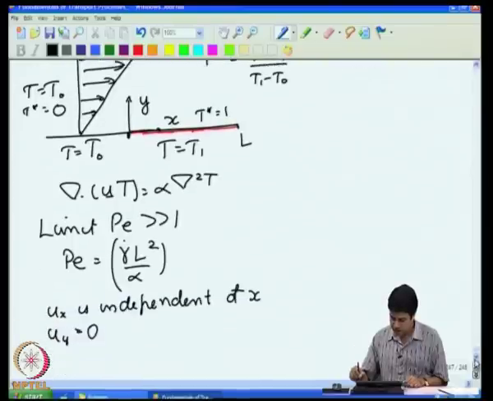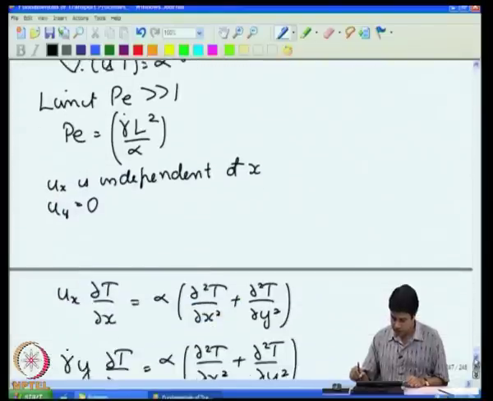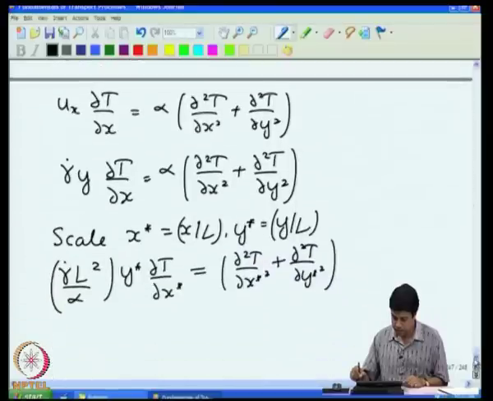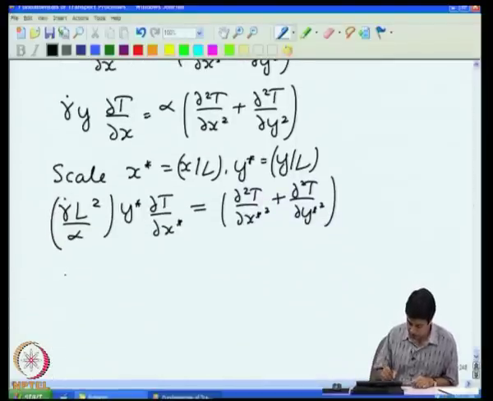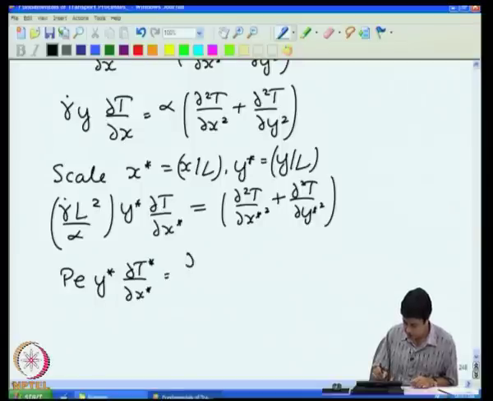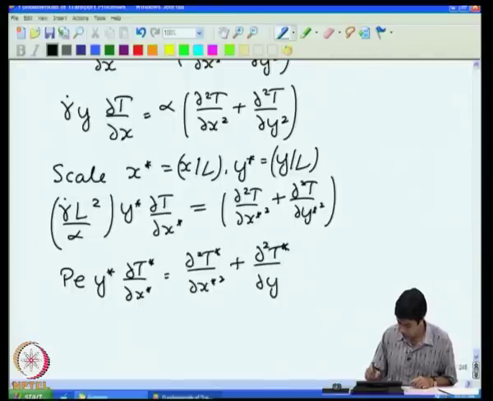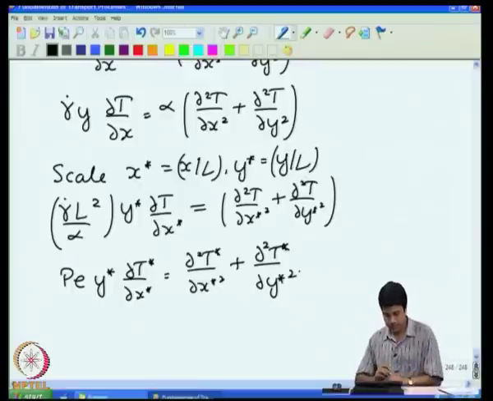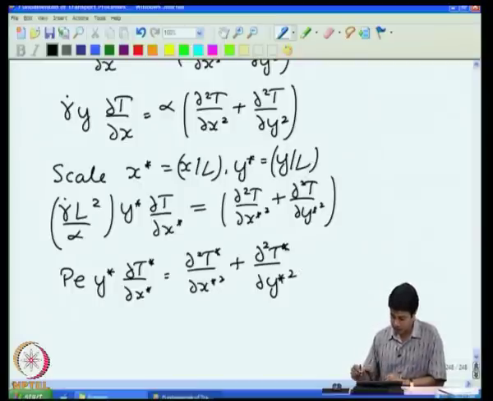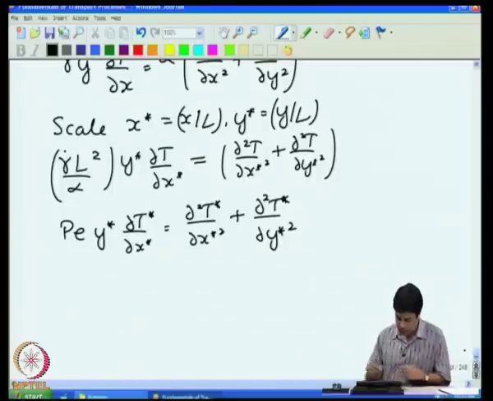So, in terms of the scaled temperature, since the equation is linear in the temperature anyway, I will just get Pe y star dT star by dx star is equal to d square T star by dx star square plus d square T star by dy star square. So, this is the equation that I get, with boundary conditions.